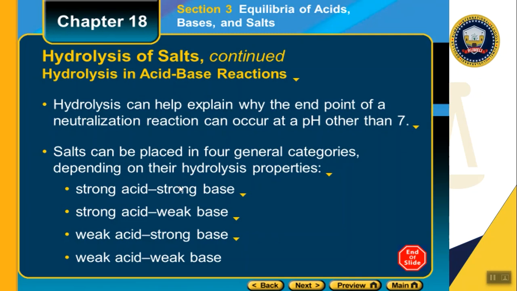So the first case, no change, no hydrolysis. The second case, there is hydrolysis to what? To acidic. The third case, also there is hydrolysis to what? To alkalinity. The last case, weak acid, weak base, like the first, there is no hydrolysis, so there is no change in the pH. Hope you understand this long section.